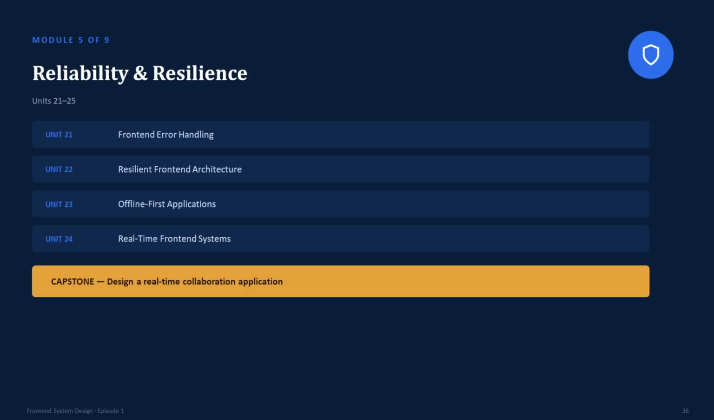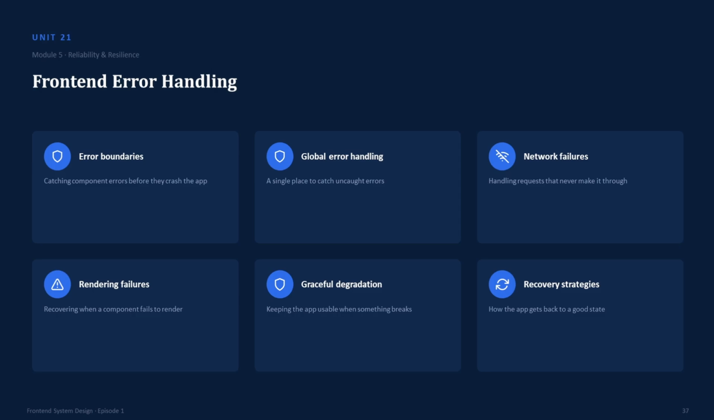In the next module, we are going to see reliability and resilience. Here we are going to see error handling. If we create a PWA, that is an offline-first application, how are we going to check that? Everything we are going to see here. So here we are going to see different error handling, like error boundaries, what you will do if network failures happen, how to handle global error handling, all these types of things.